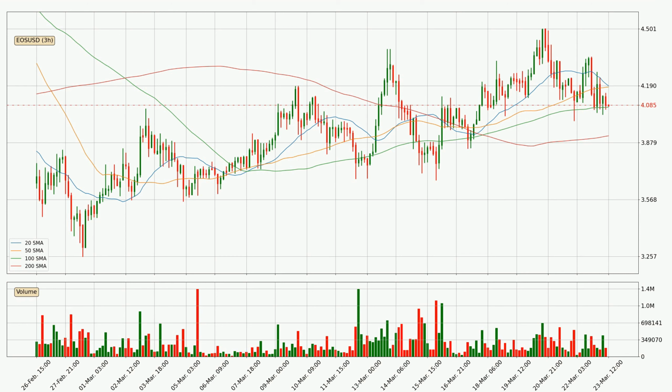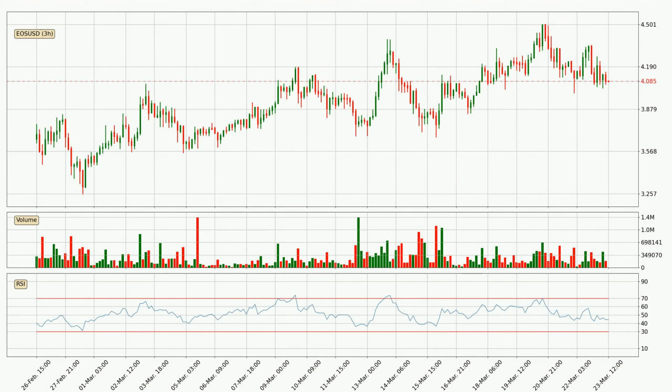If there were to be a break either way, it means that there could be a continuous move in that direction. For longer price development, the daily time frame should also be considered, as the shorter time frames are not as accurate. Looking at the 3-hourly relative strength index, the current 3-hourly RSI is at 44, so there are currently no signs of the crypto being overbought or oversold.